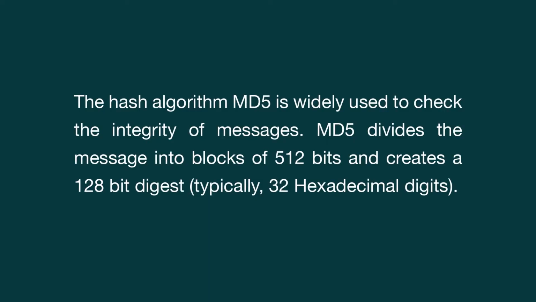The hash algorithm MD5 is widely used to check the integrity of messages. MD5 divides the message into blocks of 512 bits and creates a 128-bit digest, typically 32 hexadecimal digits. It is no longer considered reliable for use as researchers have demonstrated techniques capable of easily generating MD5 collisions on commercial computers. The weaknesses of MD5 have been exploited by the Flame malware in 2012. In response to the insecurities of MD5 hash algorithms, the Secure Hash Algorithm or SHA was invented.